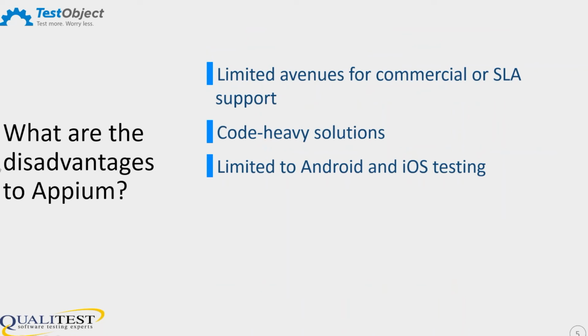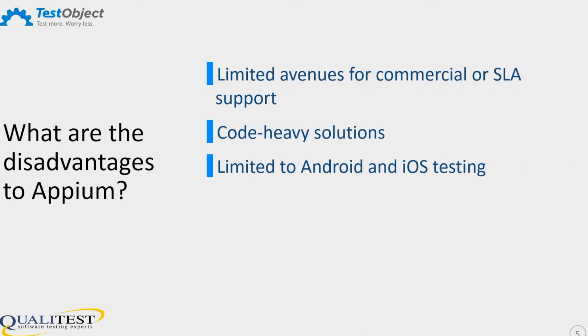What are the disadvantages? Well, because it's an open source project, we don't have a great deal of commercial SLA support. A lot of places that need support with Appium tend to go through services and solutions providers who've got a little bit more hands-on experience with it, as opposed to going to something like the Appium project and asking for any kind of SLA.